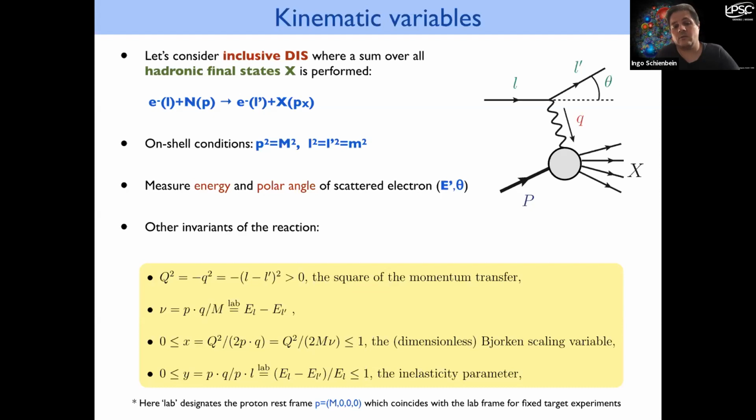and in the lab frame, this is nothing but a rescaled energy transfer, E_L minus E_L prime, divided by E_L. Okay, and when I talk about the lab frame, this is the old wording. It means the proton rest frame. So the four-momentum of the proton would be the mass and then 0, 0, 0, which is the lab frame for fixed target experiments.